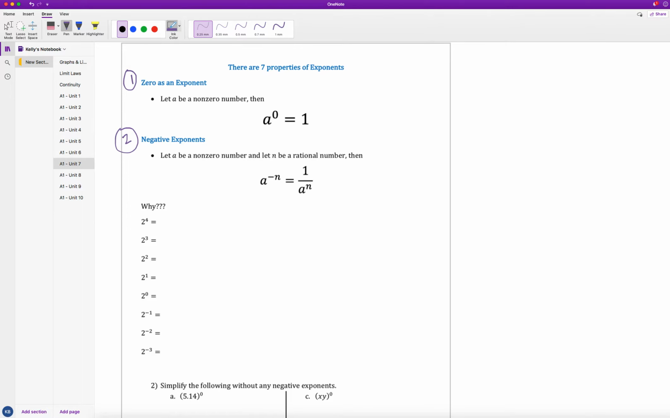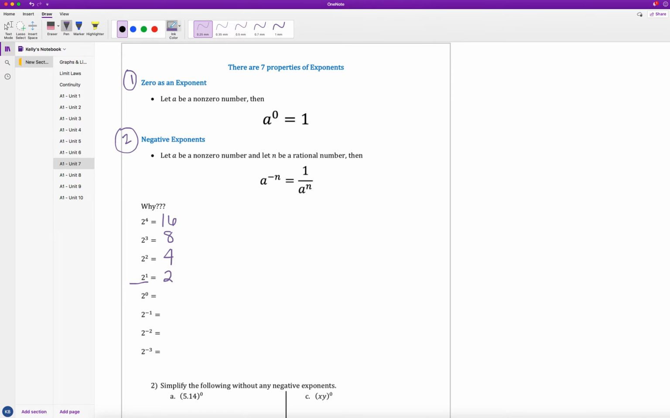So let's go through this chain that we have here. So 2 to the fourth would be the same thing as 2 times 2 times 2 times 2, which would give us 16. 2 to the third would be 2 times 2 times 2, which is going to be 8. 2 squared would be 2 times 2, which would give us 4. And then 2 to the first is just 2, and that's all, because I have a first exponent, so I only want one of those bases. We know these from working with exponents before.